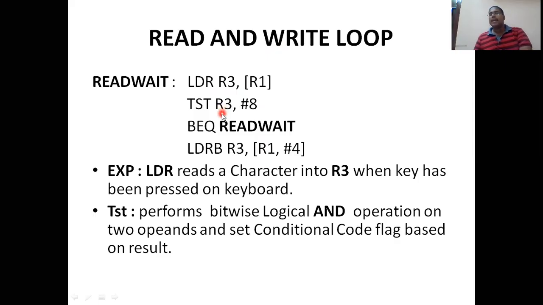Next, based on the result, if both are equal, BEQ, branch if equal, then once again I will go to the read write. Read write, this is what I told you previously, is nothing but the name of the label. Whenever this condition is satisfied, what is the condition? If both are equal, that means the result of testing R3 with 8 is equal, then I am going to this read write loop. Again I will go to this read write loop.